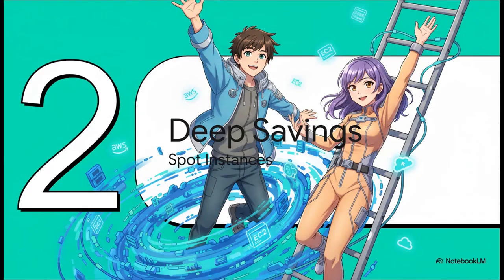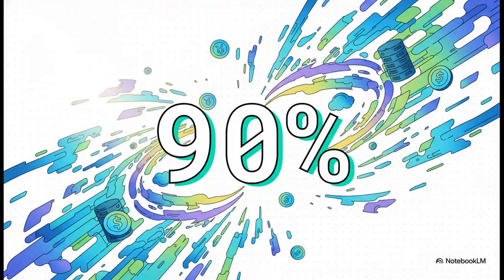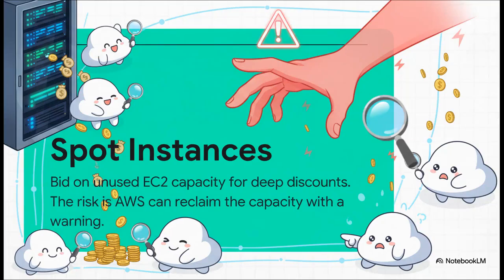Okay, now let's climb that first rung of the savings ladder. This is where things get incredibly cost-effective, but only if you can handle a little bit of uncertainty. Yeah, you are seeing that right, up to 90% off the on-demand price. That is not a typo, it's the massive, massive discount you can get with something called spot instances. So how is that even possible? Well, here's the secret. You're basically bidding on AWS's spare, unused server capacity. It's an incredible deal, getting all that compute power for pennies on the dollar.